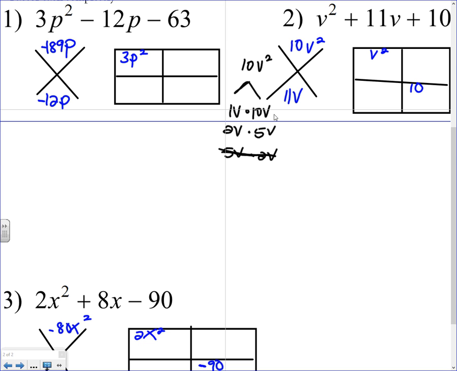Now combine them. 1b combined with 10b will give you 11b. 2b combined with 5b will give you 7b. Now the one that you pick is the one where you get negative 11. So I'm going to pick this factor right here. That's what's missing in my pattern. So this should be 1b, 10b, and this will be 1b, and this will be 10b.